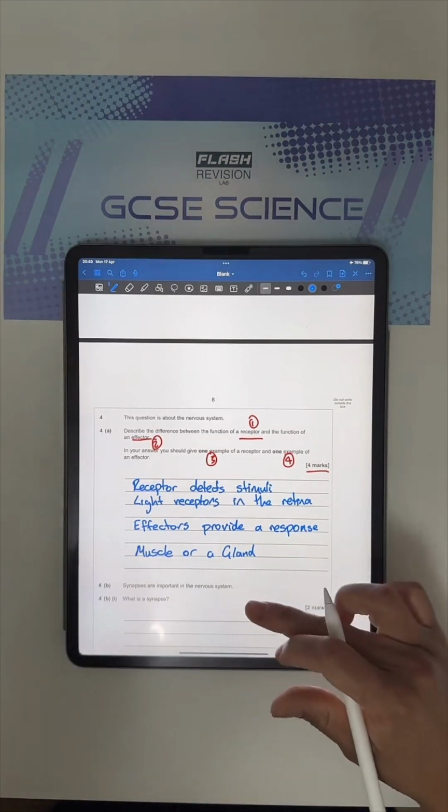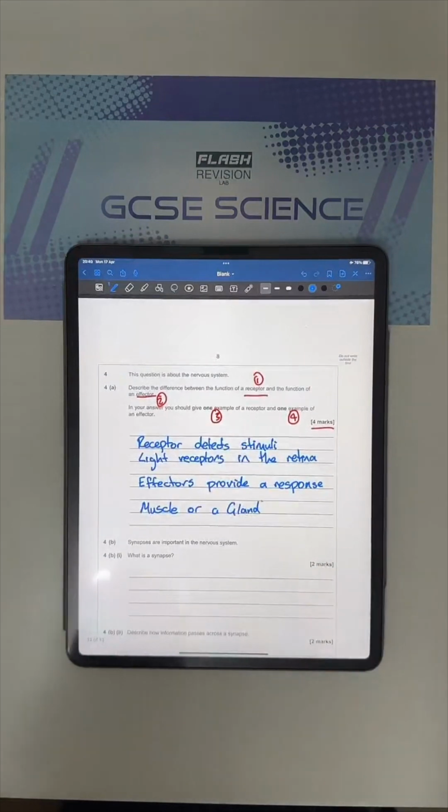Good, right, next one. So we've done this question already. What is a synapse for 2 marks? Does anyone remember? A gap in the neuron, yep, you can say a gap in the neuron. You can say a junction between the neuron.